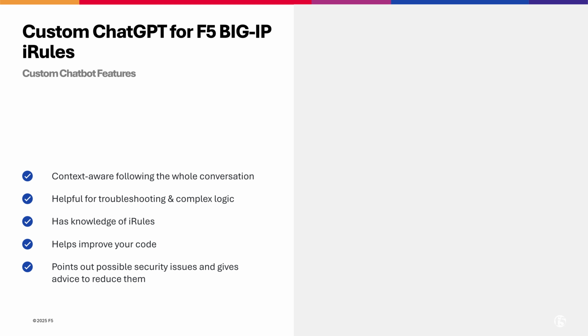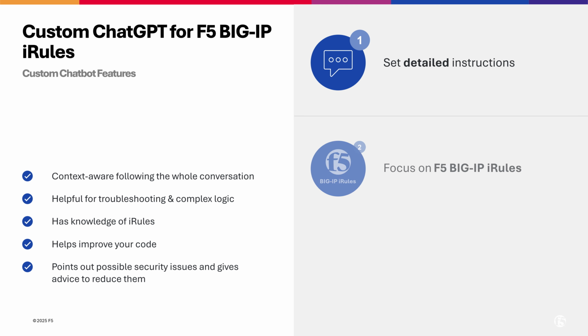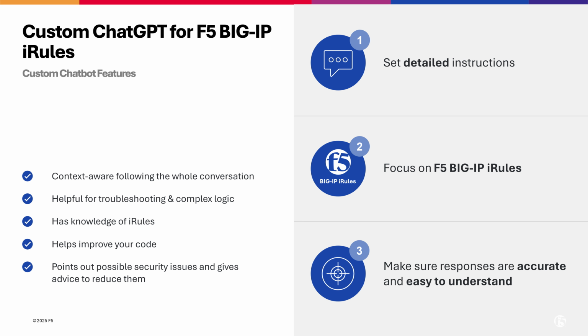Besides understanding questions about iRules, the chatbot can also generate useful code examples and suggest ways to improve your code, including pointing out possible security issues. First, we need to define chatbot behavior. This includes setting detailed instructions, focusing on F5 Big IP iRules, and making sure the responses are accurate and easy to understand. In this segment, we'll go step by step through the setup.